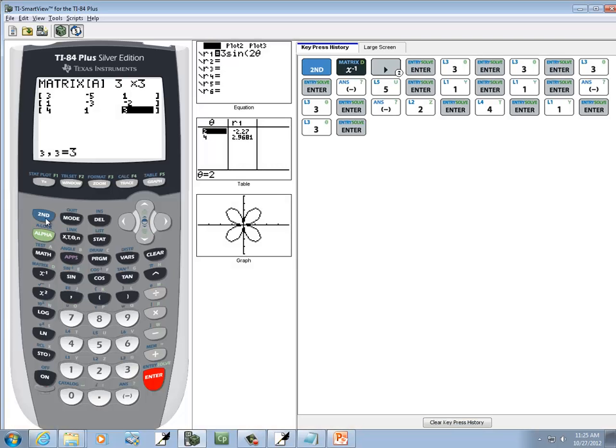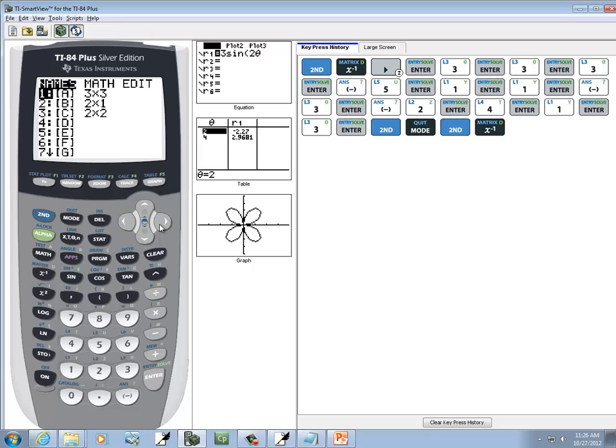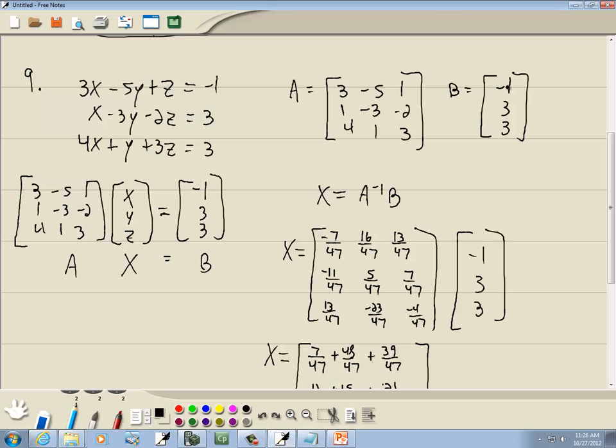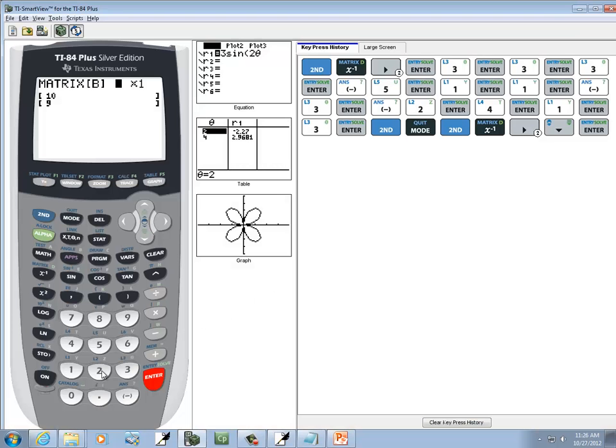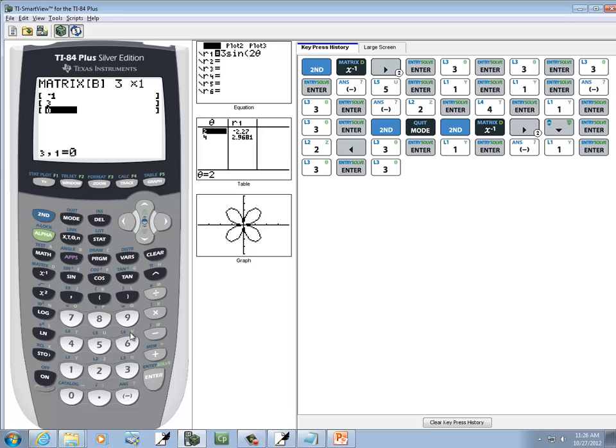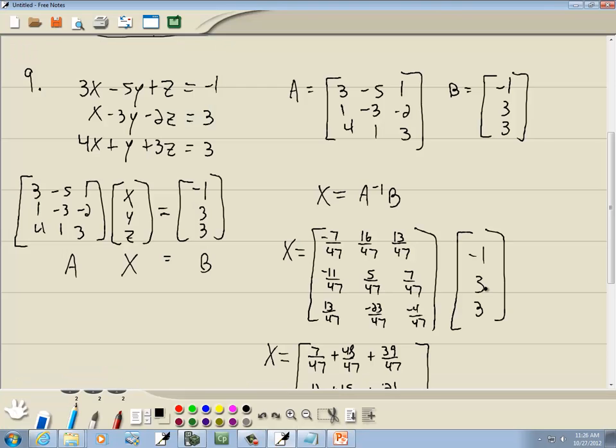Okay, now exit out, so do a second mode. Go back in my matrix menu, go over to edit, down arrow to B, press enter. Rows by columns, so, oops, 3 by 1. Negative 1, enter, 3, enter, 3, enter. Now I want to exit out. Okay. Now we're ready to put this in. Inverse of A times B.